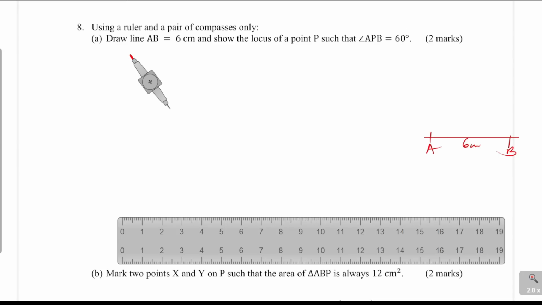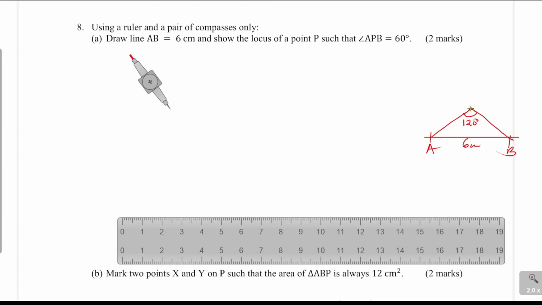So this is a constant angle locus, and the concept that you're going to use is that in a circle, the angle subtended by the same chord at the center of the circle is twice the angle subtended at the circumference. Therefore, since we want the angle at the circumference APB to be 60, we will have to construct the center of that circle there, because the angle at the center will be twice, that is 120.